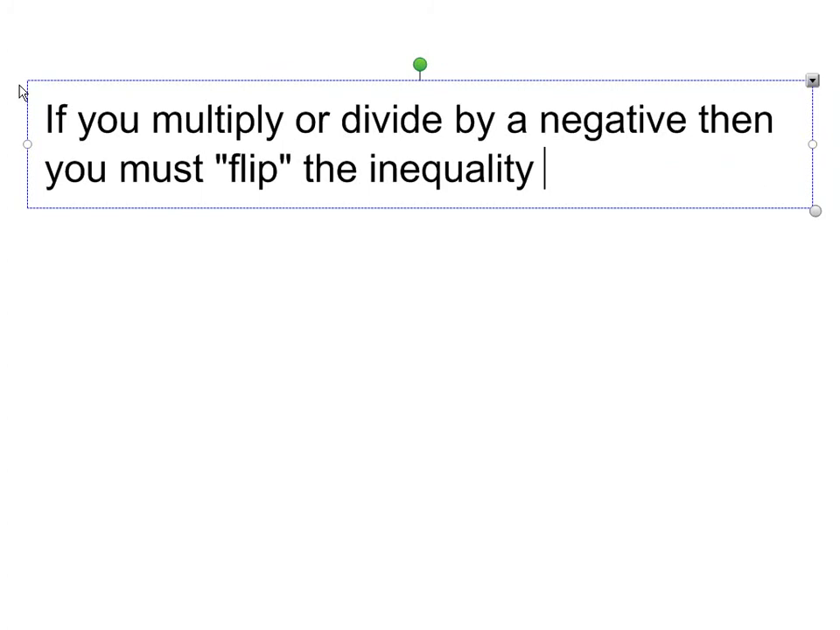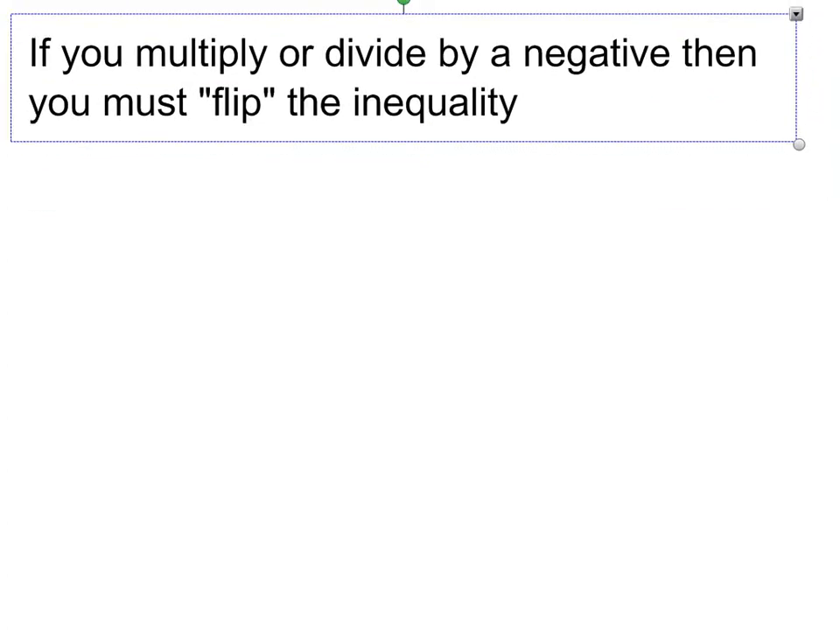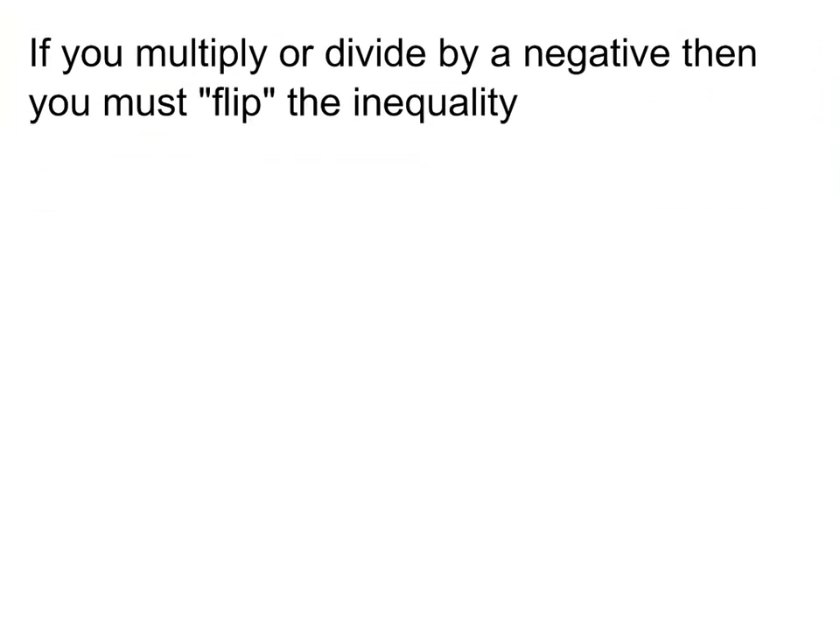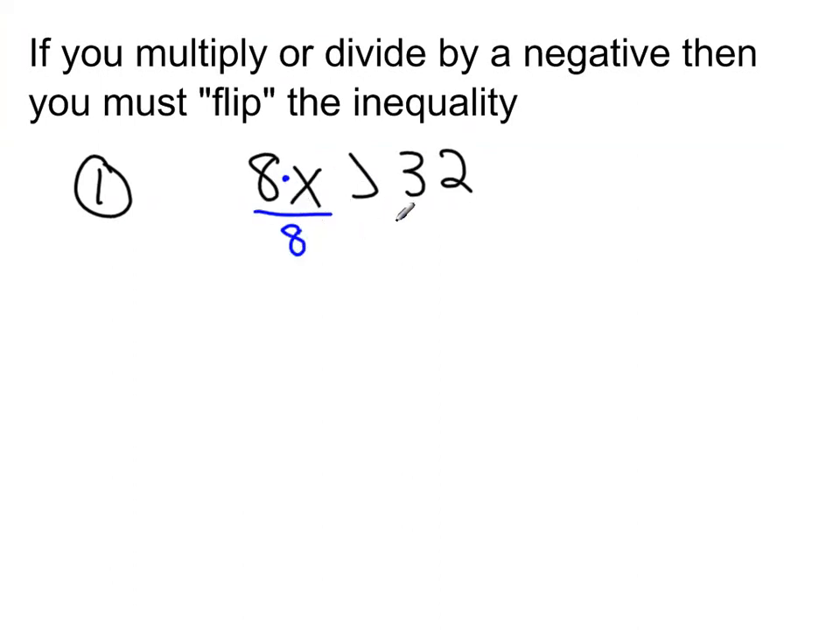Okay, so let's go ahead and see some examples of this. We'll start off with a nice one. Here's our first one. We have 8x is greater than 32. Well, there's no negatives in sight, so if we wanted to solve this, we'd have 8 times x. In order to undo it, we divide both sides by 8. So we have x is still greater than 4.